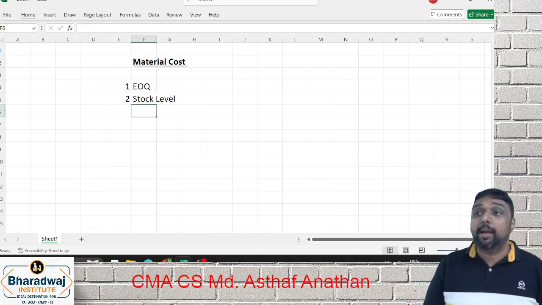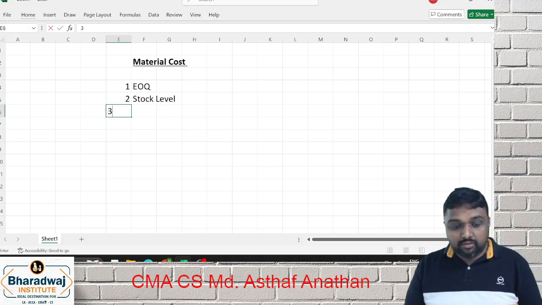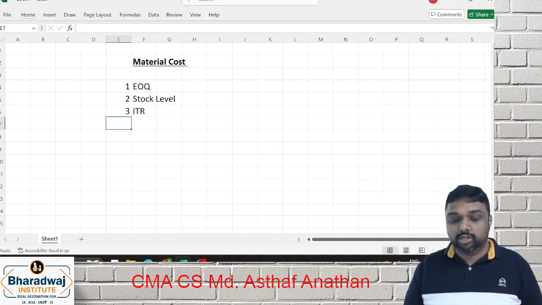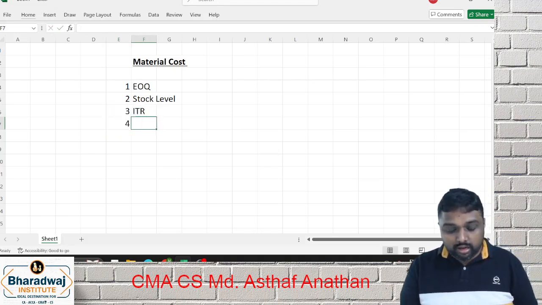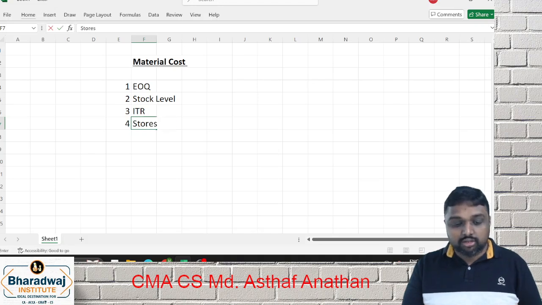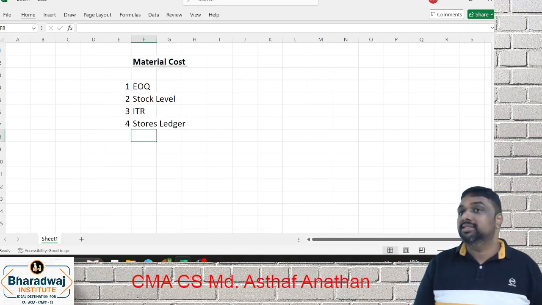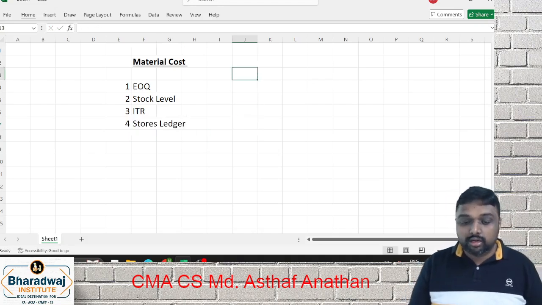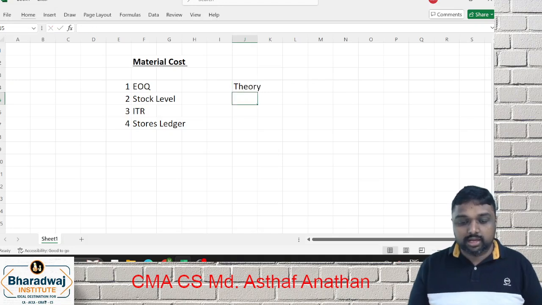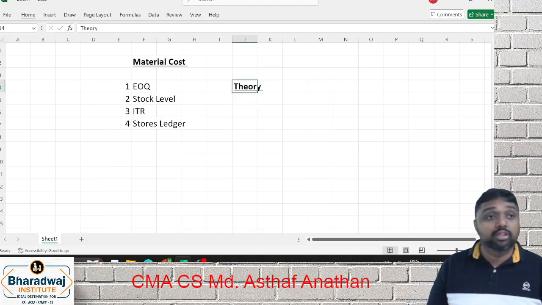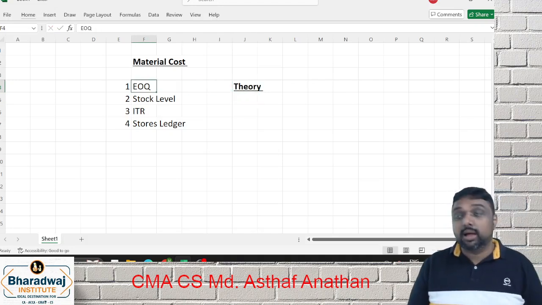Apart from this, in this chapter we have also learned the inventory turnover ratio. We have also learned the stores ledger. These are all the problem areas we have learned in this chapter. We have also learned a few theory topics in this chapter. So what will come from here?